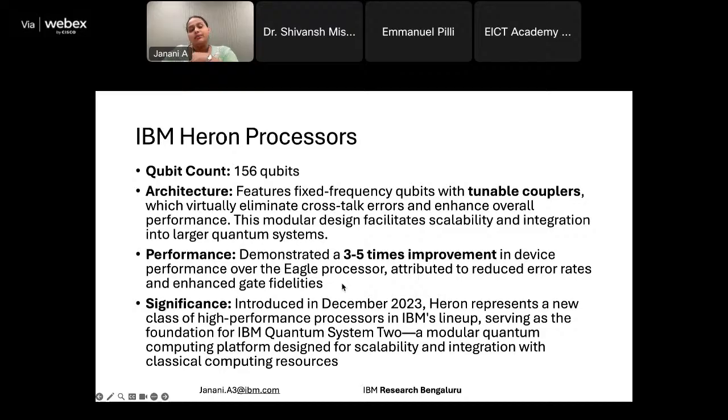Now, in terms of performance, they have demonstrated a 3 to 5 times improvement in device performance over the Eagle processor, and this is attributed to reduced error rates and enhanced gate fidelities.